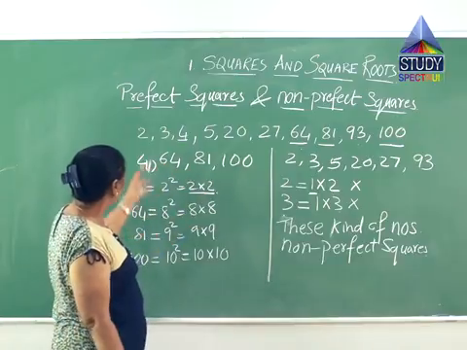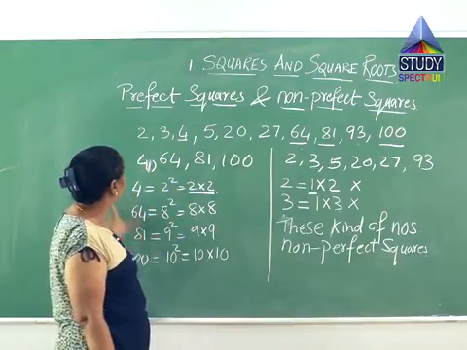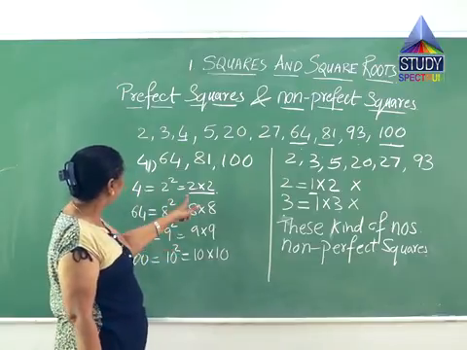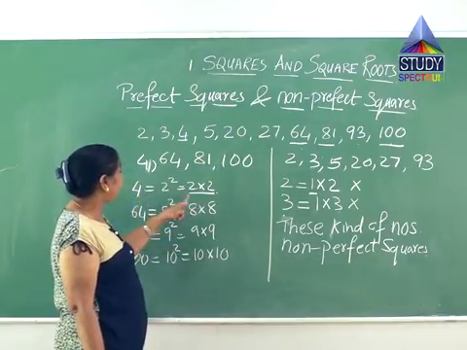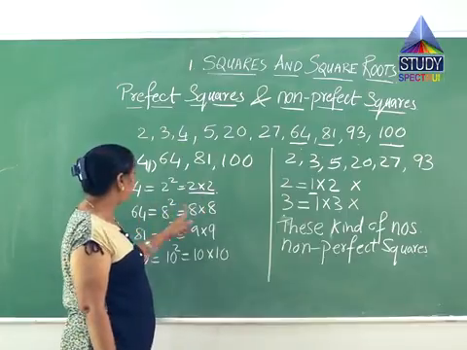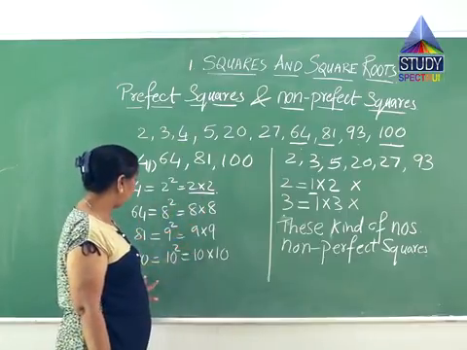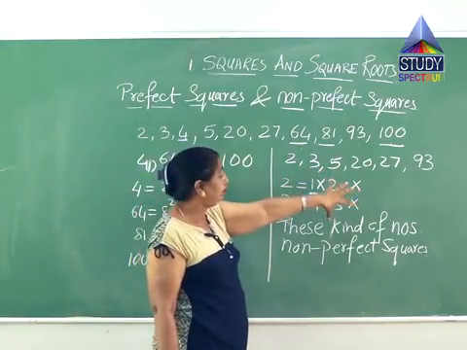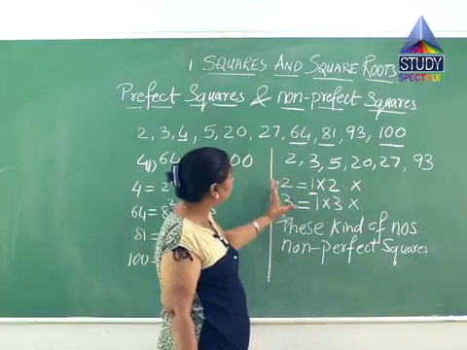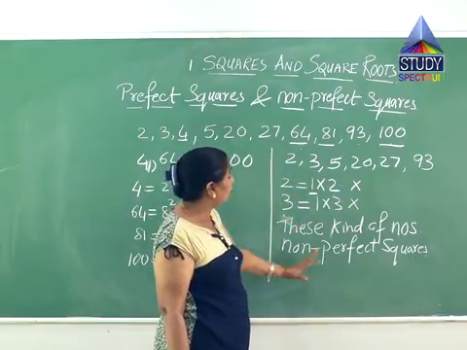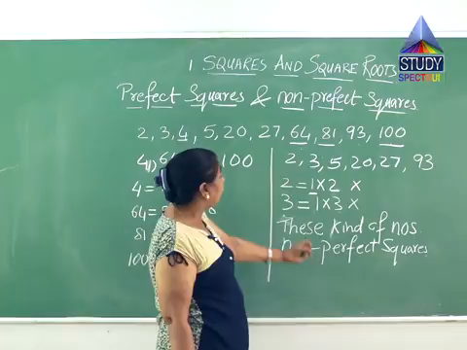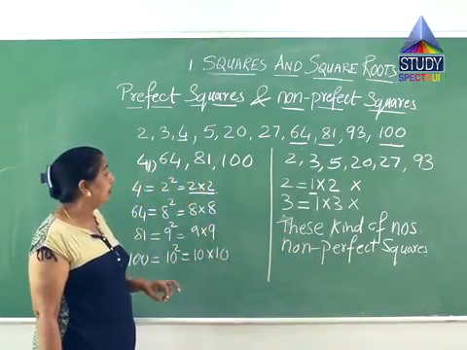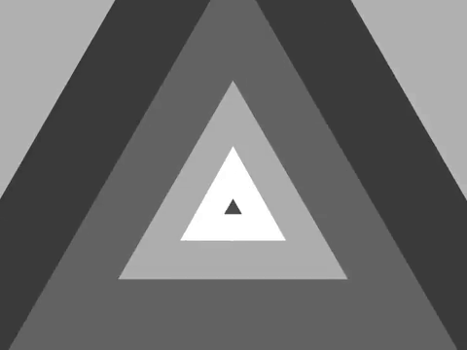To find the square root of a perfect square, we have learned the division method, and it has a square root. 4 has an exact square root, that is 2; 64 has 8; 81 has 9; and 100 has 10. Here we have seen that these numbers do not have any exact square root, so these are known as non-perfect squares. But even these non-perfect squares do have roots, which I will explain further.